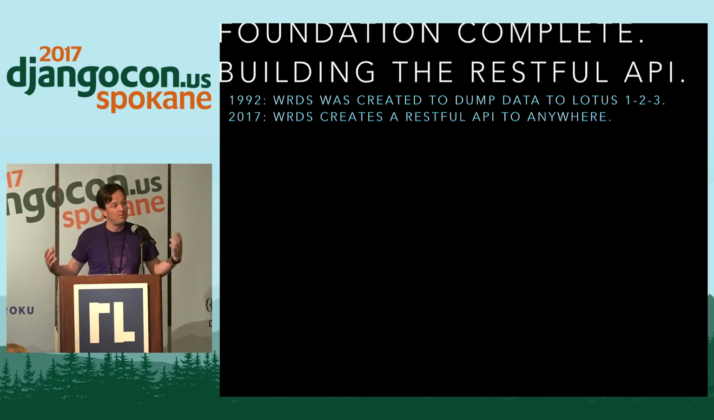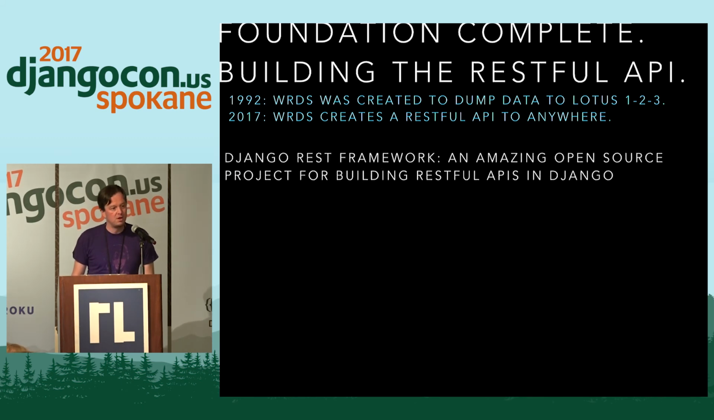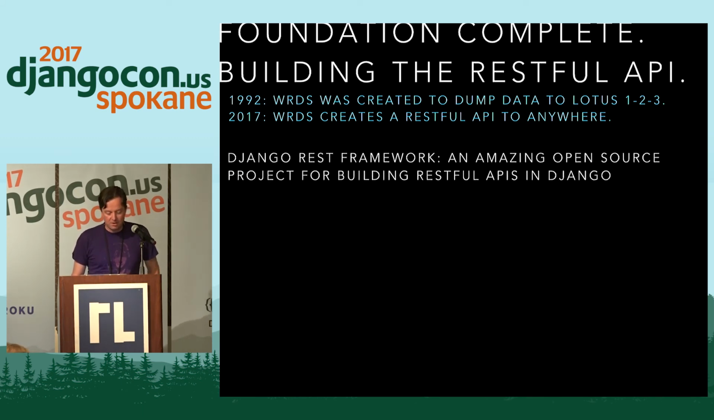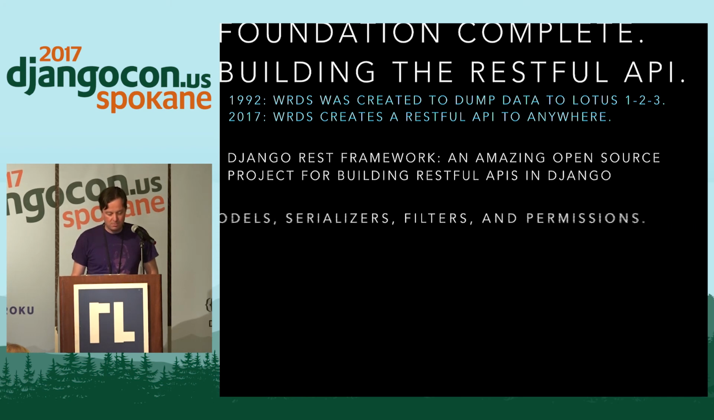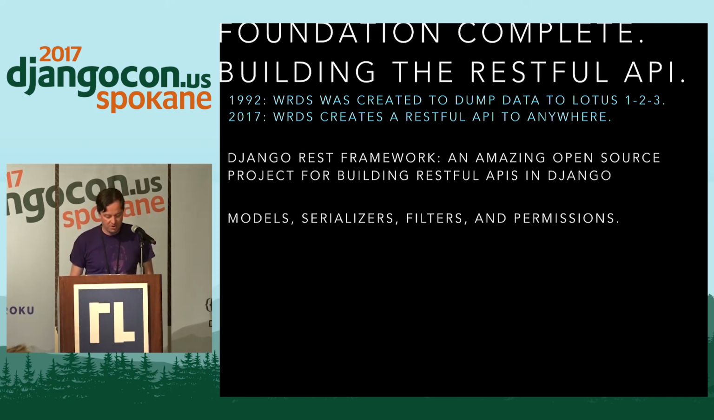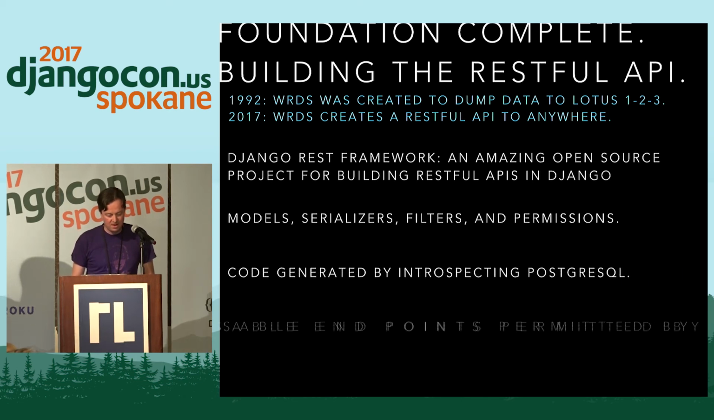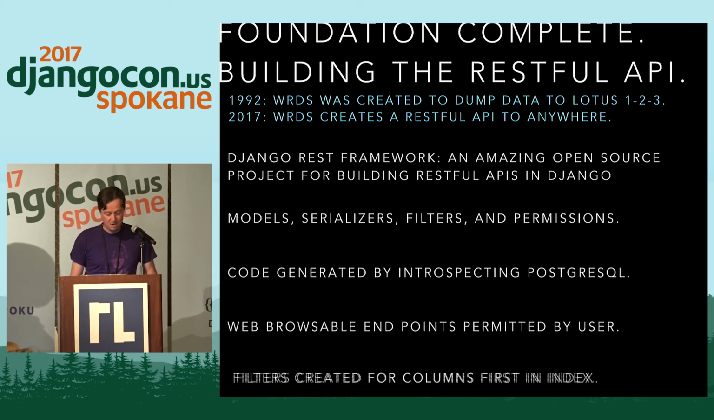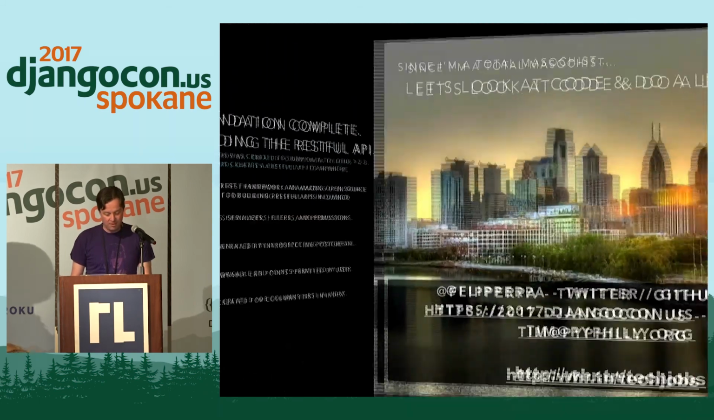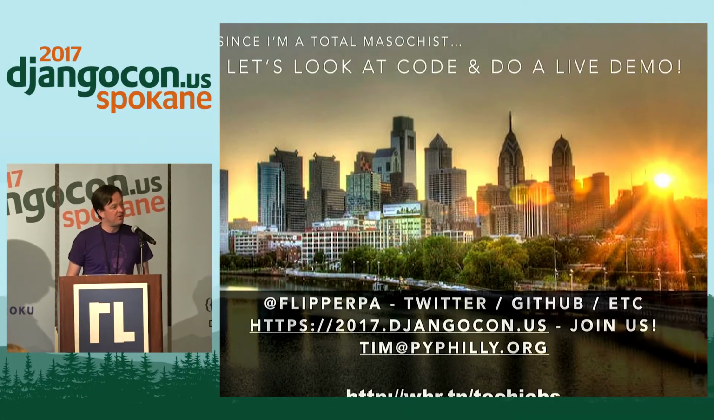And in 2017, we created a RESTful API to Anywhere because a Fortune 50 client of ours, most of our clients are business schools, but we've got some corporate clients, really wanted to be able to hit a RESTful endpoint. So we used Django REST framework. We automatically introspected Postgres to create serializers, filters, models, and permissions. Code generated by introspecting Postgres SQL. And we have web browsable endpoints for the user. Filters were created for any columns that were indexed in Postgres SQL automatically.